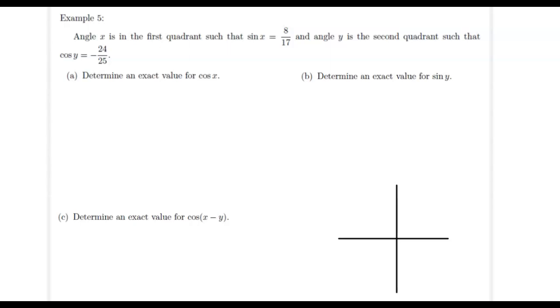Let's start off with this first bit. We're talking about how angle x is in the first quadrant such that sine of x equals this piece here. Everything else talks about y, so I'll use a different color for that. Angle y is in the second quadrant such that cos of y equals this. So I have to take a look at each different piece depending on what we're asking.